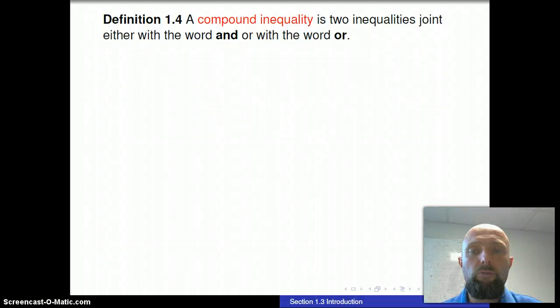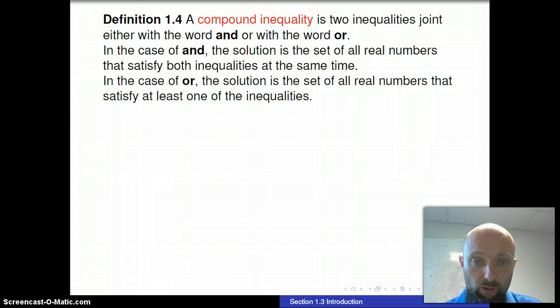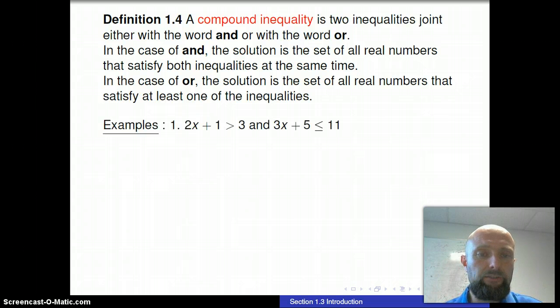A compound inequality is two inequalities joined either with the word "and" or with the word "or." In the case of "and," the solution is the set of all real numbers that satisfy both inequalities at the same time. In the case of "or," the solution is the set of all real numbers that satisfy at least one of the inequalities. Let's look at some examples.